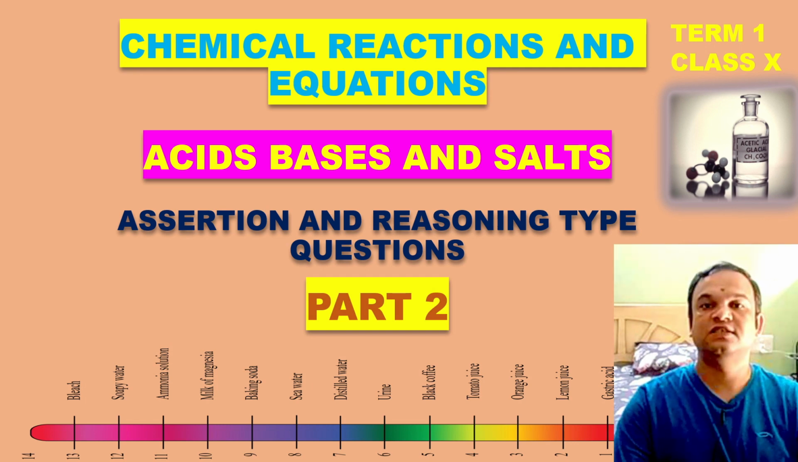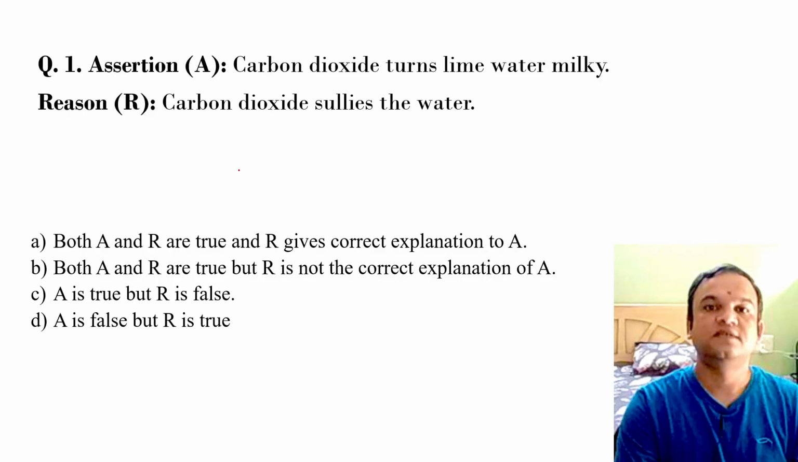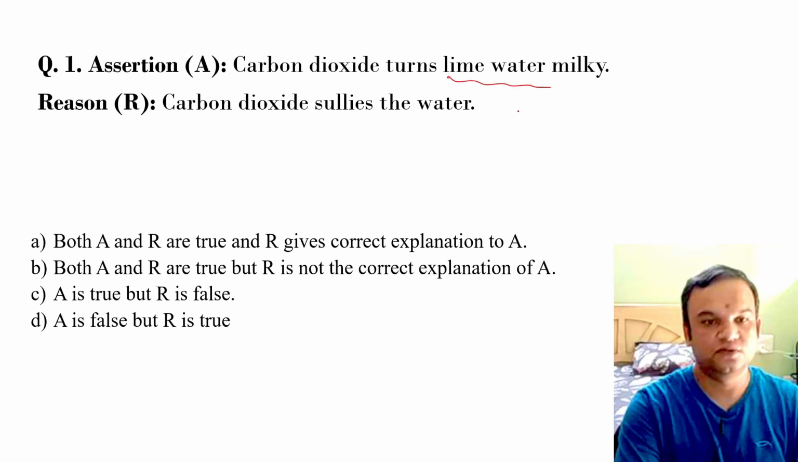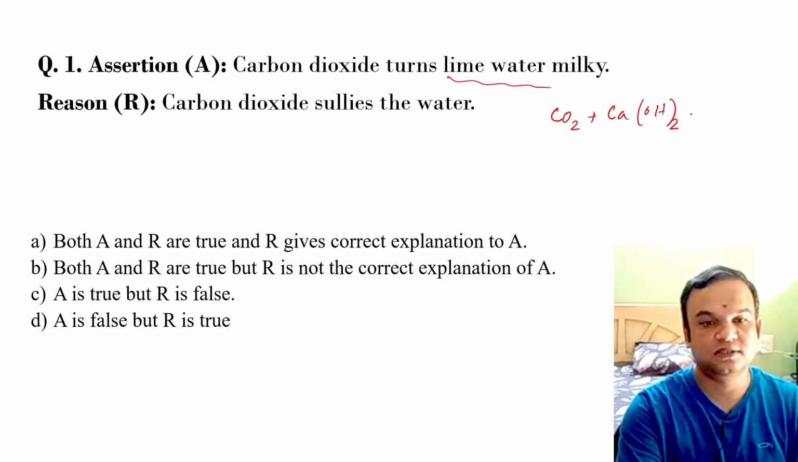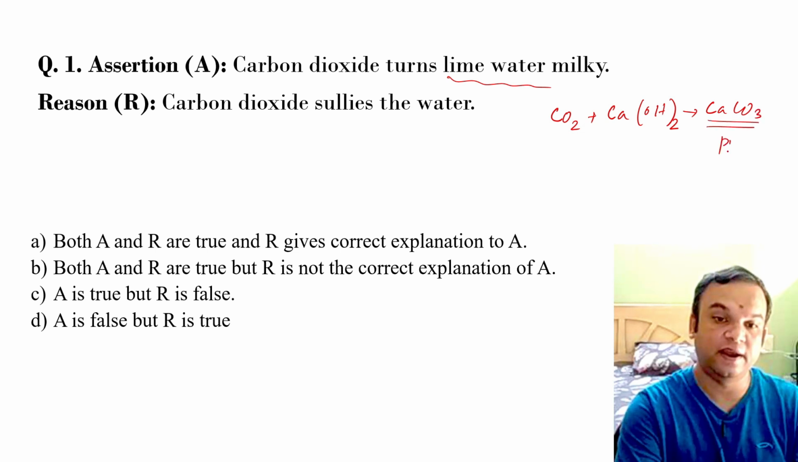So without wasting much time, let's get started with the questionnaire. In the first question, assertion states that carbon dioxide turns lime water milky. Students, you all know that carbon dioxide, when it passes through lime water, that is calcium hydroxide, it forms CaCO3, that is calcium carbonate, and it is a white precipitate which settles at the bottom. So this particular statement is a true statement.